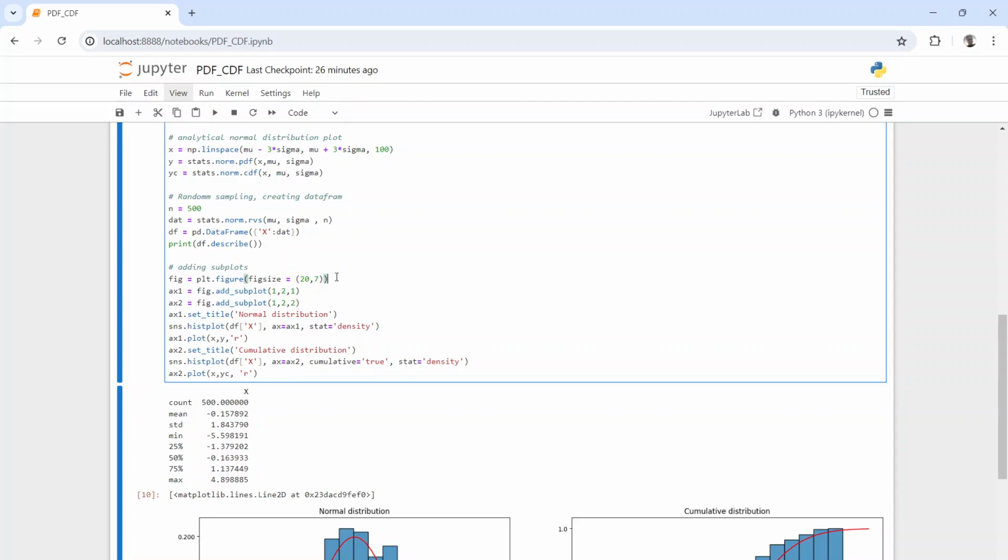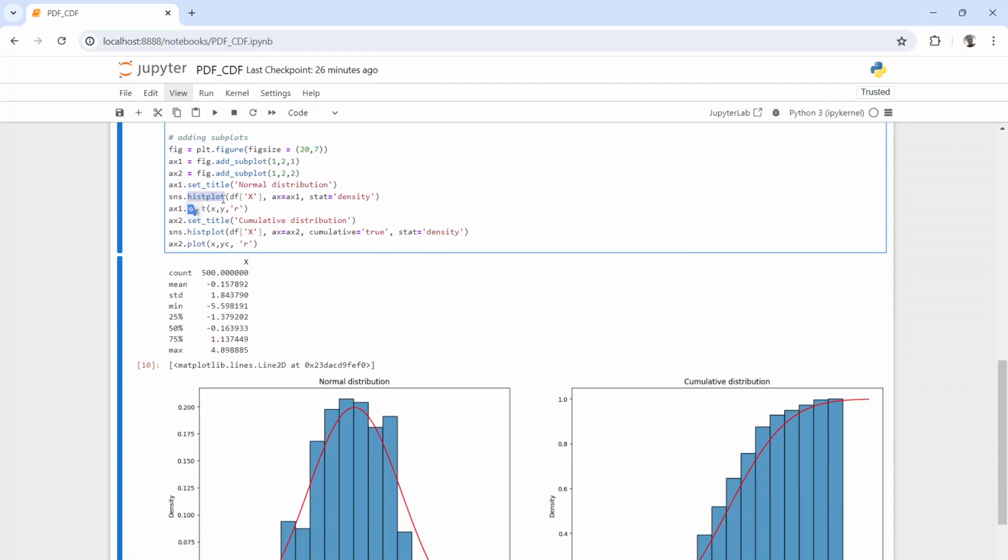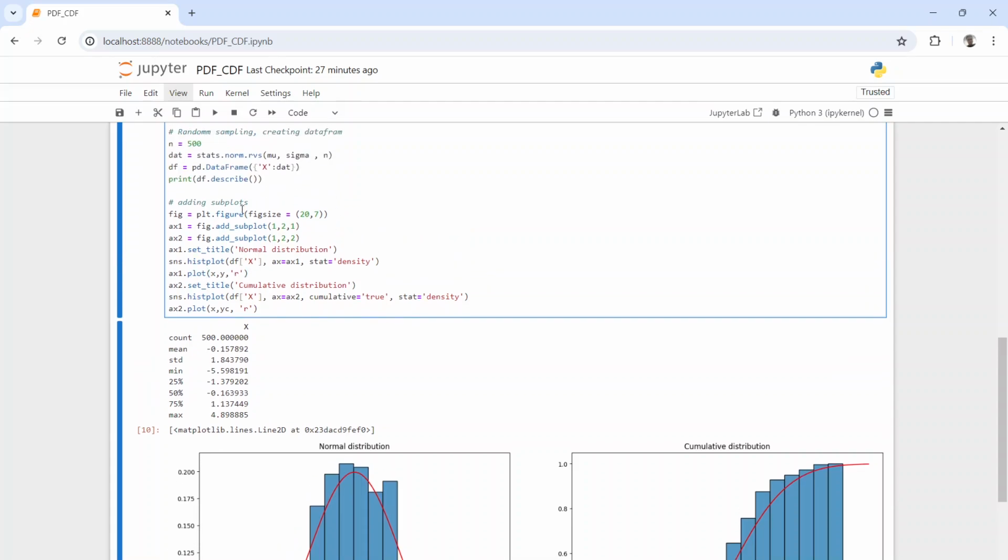Next lines are for plotting the figures. This specifies the figure size. These are for plotting the subplots. We want to plot both PDF and CDF, so we are adding two subplots. This is for setting the title, and we are plotting the histogram using the command histplot. And then we plot the x and y values. In this case, this is for the PDF. Similarly, we do the same for the cumulative distribution.